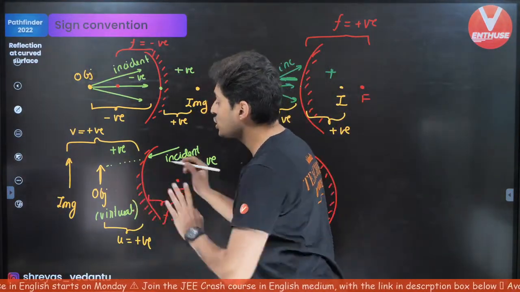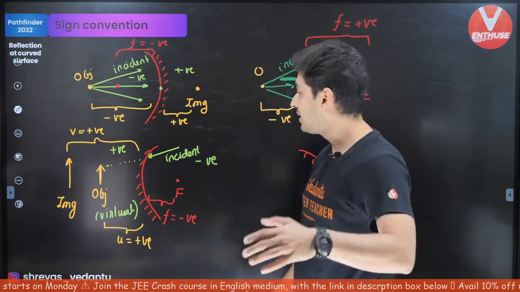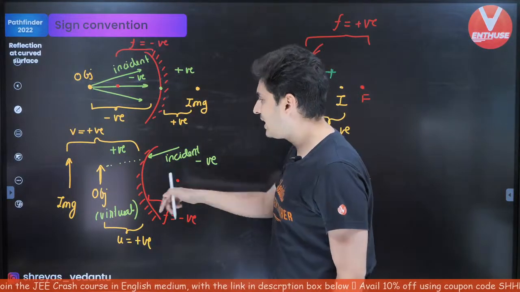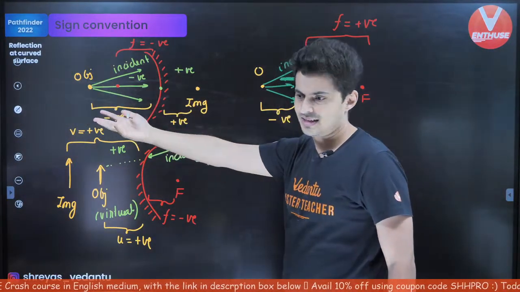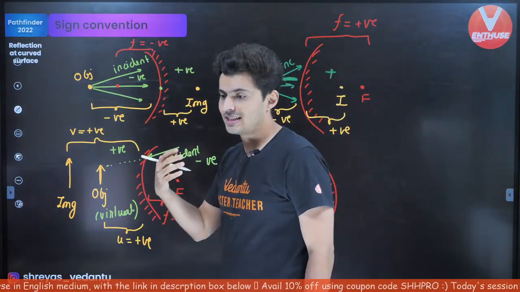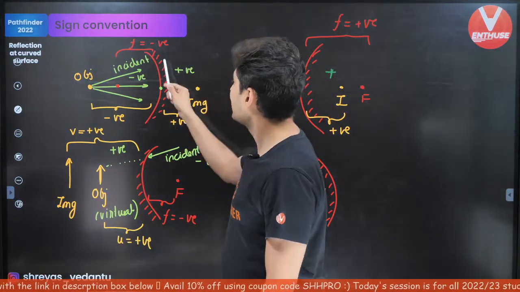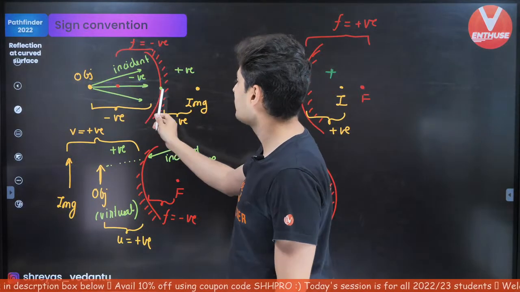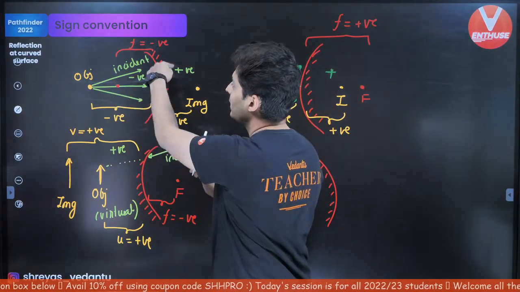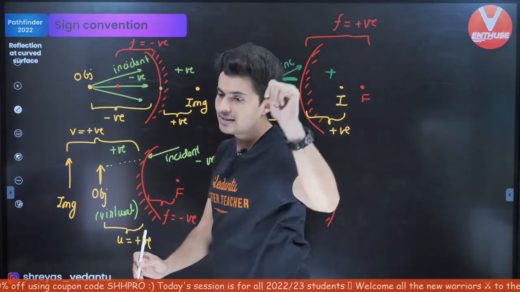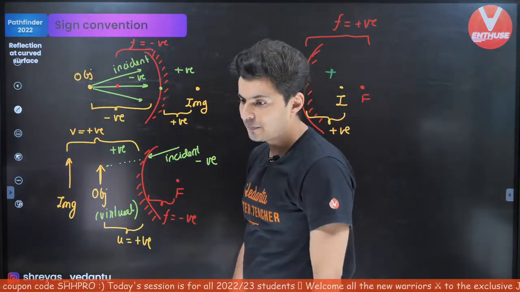So this is a virtual object. That's what you should understand. The rays want to meet over there, but they will get reflected and they will form the image somewhere else. I hope this is clear. In the first case, what is the sign of focal length? In this case, the focal length is negative, because you can see this is the focal point, on the negative side. That's why the focal length is negative. I hope this is clear.